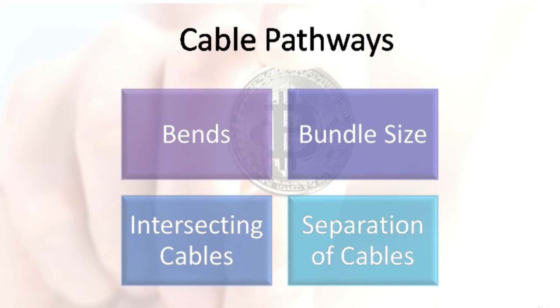As a general rule, there needs to be a defined protected route that will protect cables from the external environment. You should not have cable installers randomly route the cables by only giving them the need of installing cables from point A to point B. Now, some of the considerations that we need to look at include the following as shown in front of you. And we got 4, which are bends, bundle size, intersecting cables, and the separation of cables.